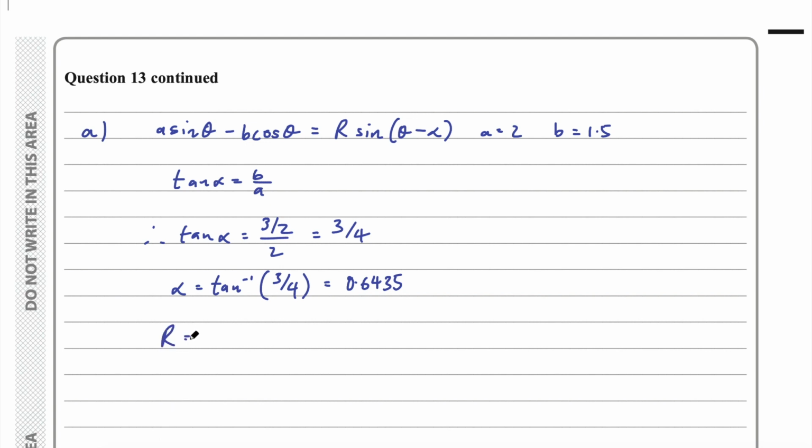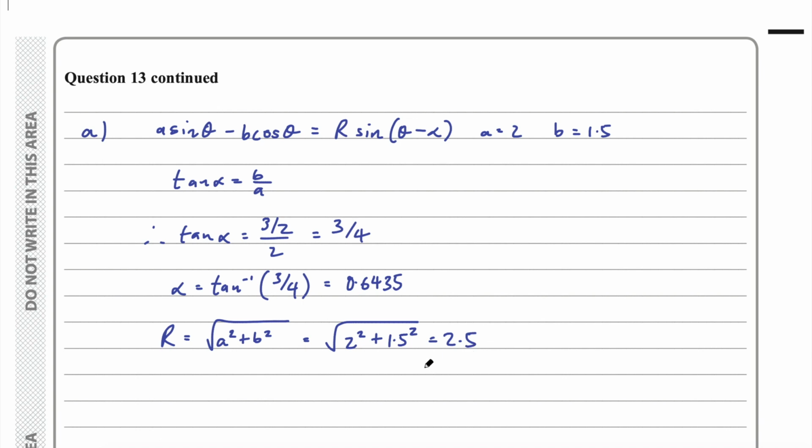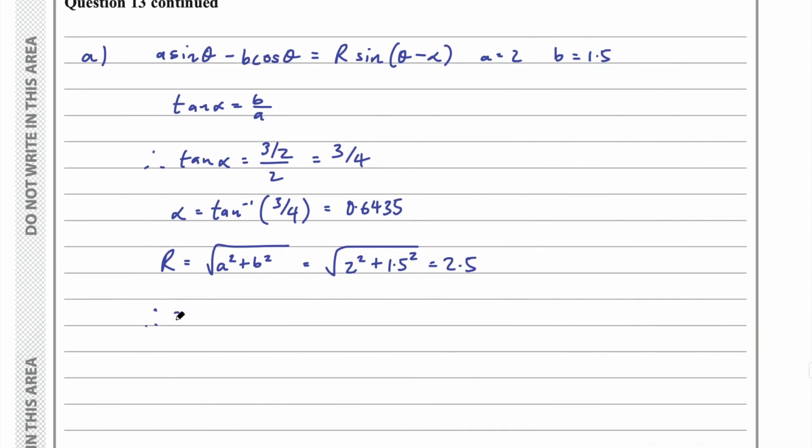The way we find r is to take the square root of a squared plus b squared. So therefore r equals the square root of 2 squared plus 1.5 squared. And we could just put that straight into a calculator, save some time. So 2 squared plus 1.5 squared equals 2.5. So therefore we can say 2 sine theta take 1.5 cosine theta equals 2.5 sine theta take 0.6435. Okay, so that's part A.